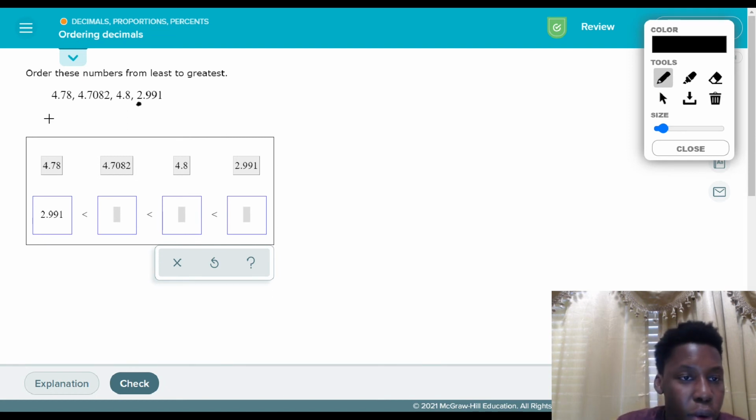So now working with 4.78, 4.7082, and 4.8. Okay, since we already dealt with the 4, we know the 4s are all equal. So next we move to the number after the decimal point. So this is 7. We're currently housing 7 here. We're currently housing 7 here also.